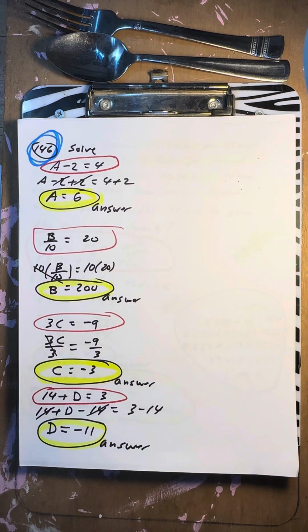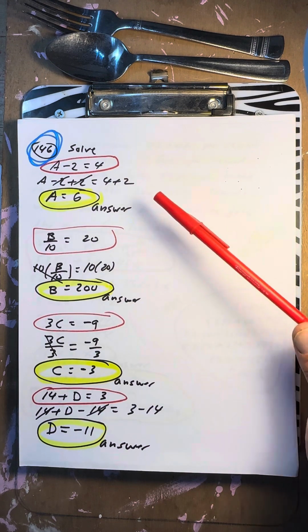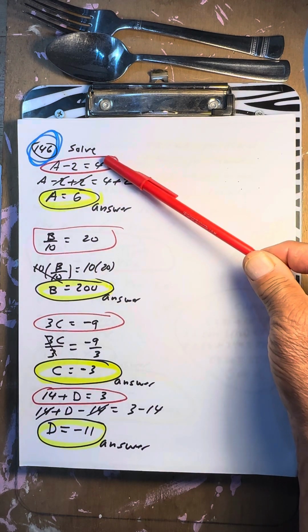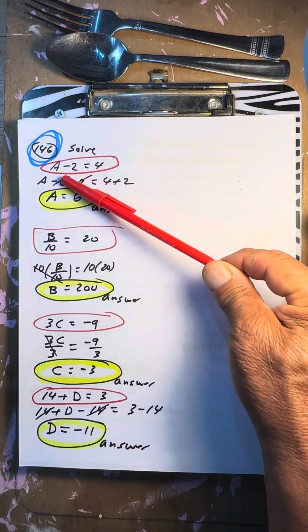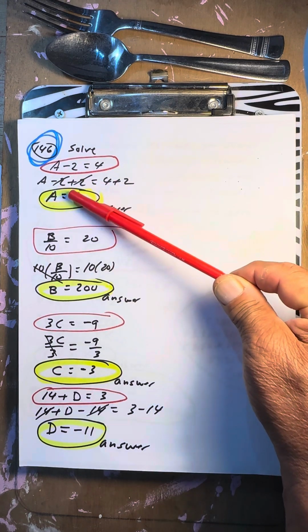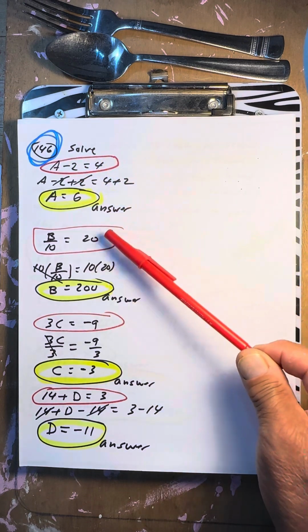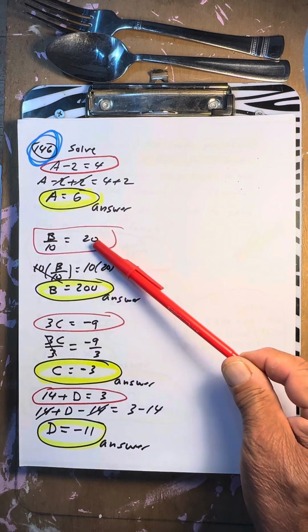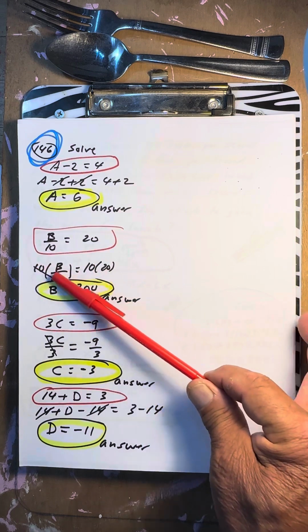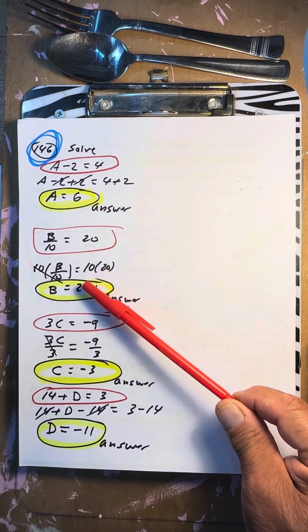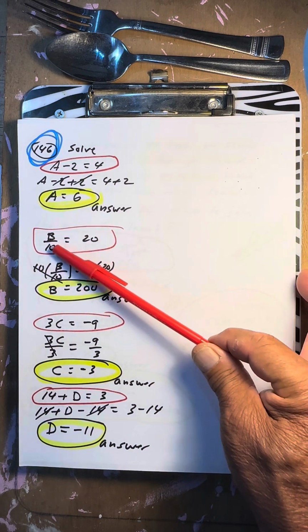Solve 4 equations. All right. A minus 2 equals 4. Add 2 to both sides. So these are gone, and you have A by itself, which is 6. So the answer is 6. 6 minus 2 works. B over 10 is 20. Multiply by 10. These are gone. So that's going to be 200. Is that right? 200 divided by 10 is 20.